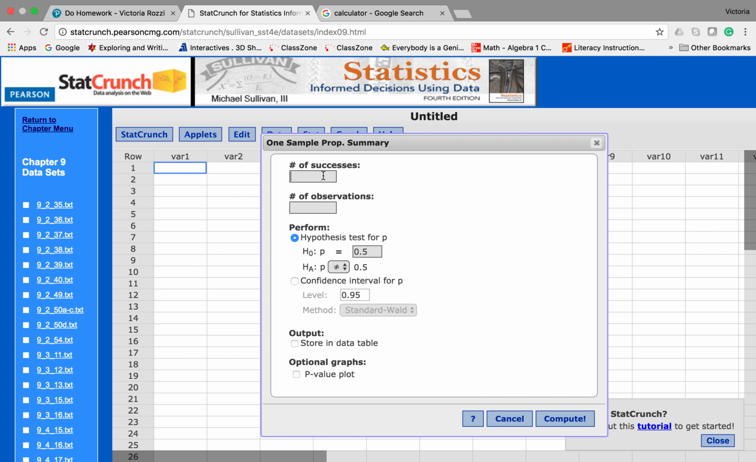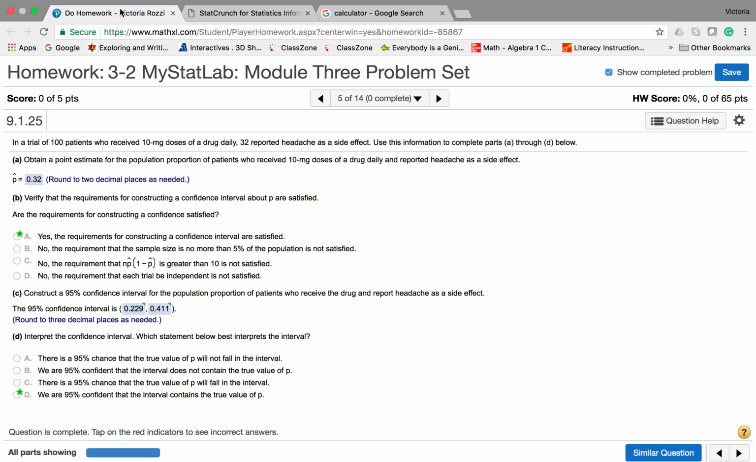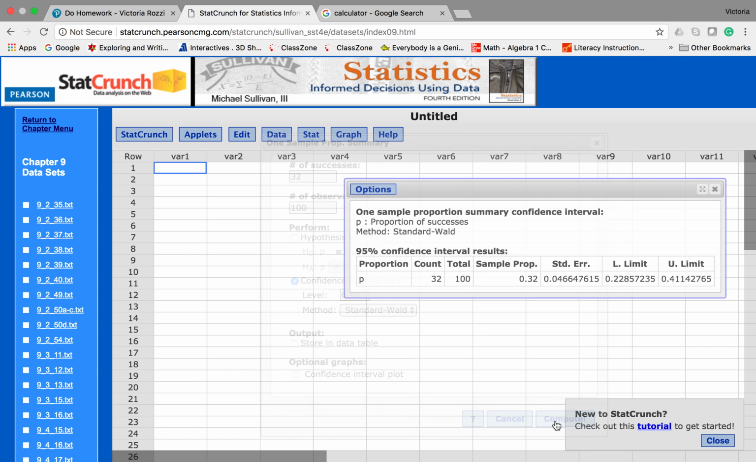So we have the number of successes. Now I know having a headache is not a success, but it's the part that was experiencing that particular side effect. So 32 people experienced the headache. 100 is the number of observations, or the total sample size. We're running a confidence interval, and we do want it to be 95%, so we'll leave this at 0.95. Yes, okay. And then we click Compute.